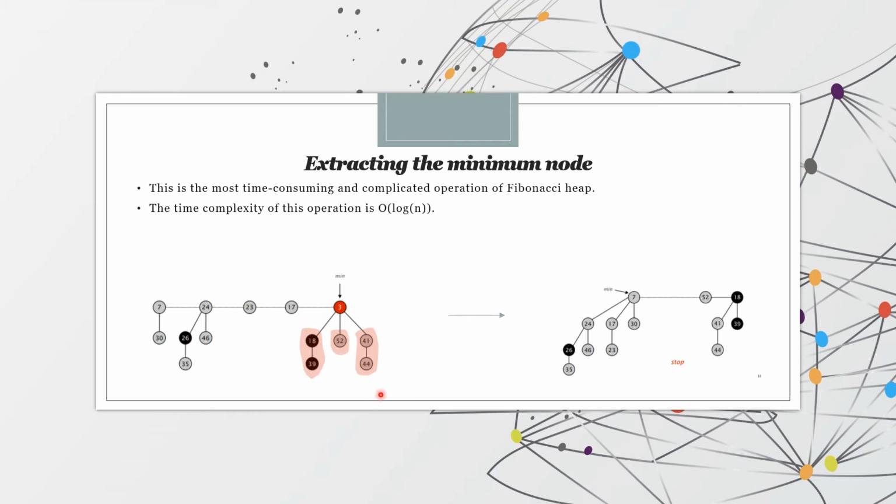The next important function is the extraction of the minimum node. This is the most time consuming and complicated operation for the Fibonacci heap data structure. The time complexity of this operation is big O of log of n. The initial heap will be like this. Here we have to extract the minimum node, that is 3. After extracting this, the final representation of the heap after doing the operation will be this.